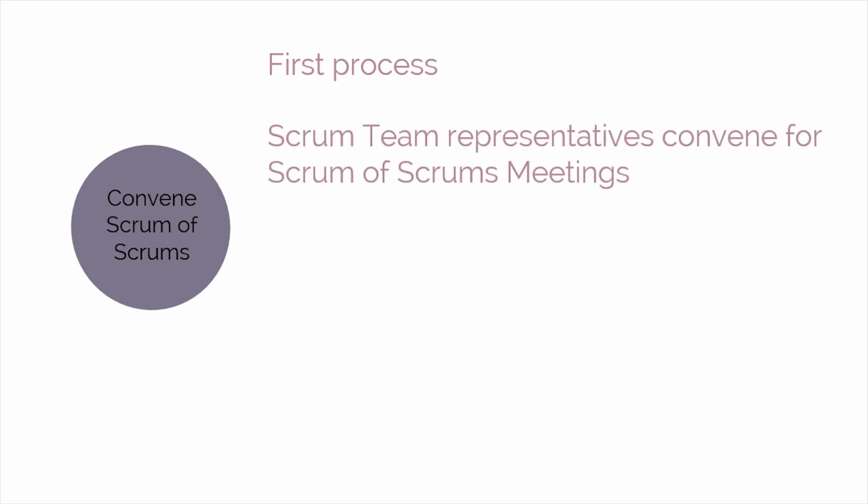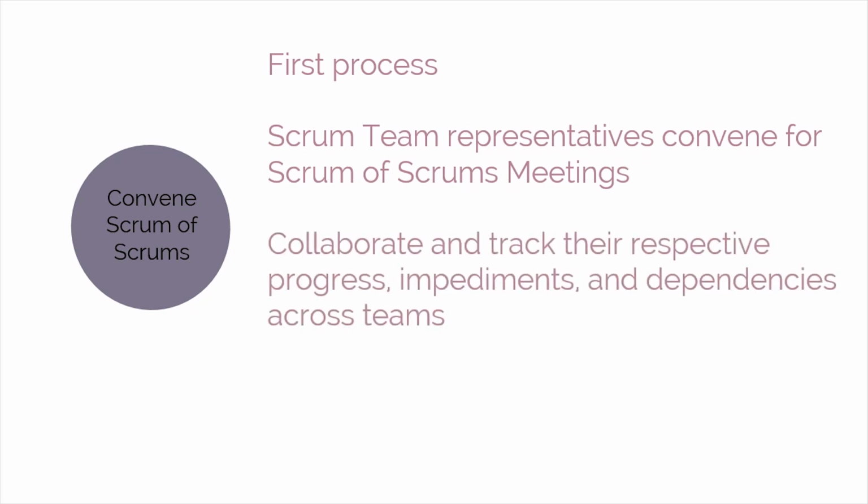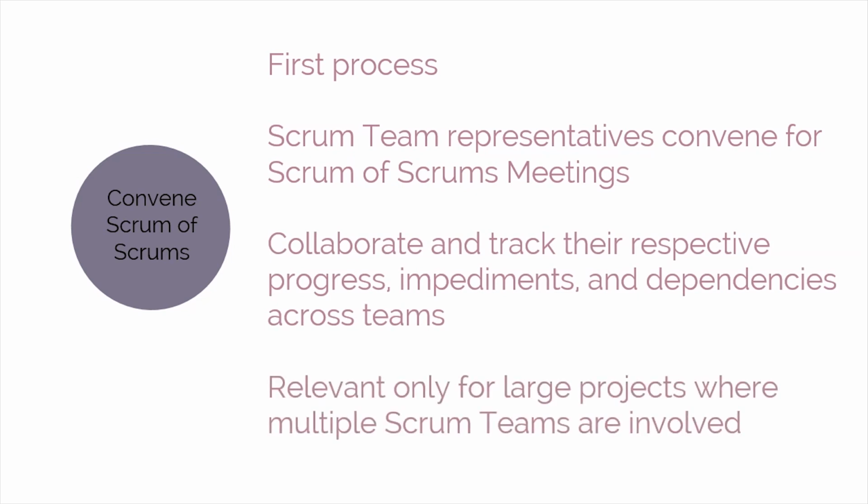In this process, Scrum team representatives convene for Scrum of Scrums meetings at predetermined intervals, or whenever required, to collaborate and track their respective progress, impediments, and dependencies across teams. This is relevant only for large projects where multiple Scrum teams are involved.